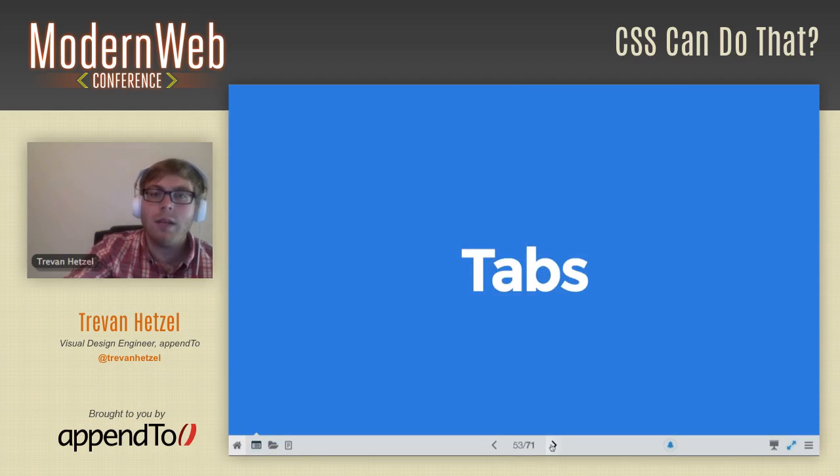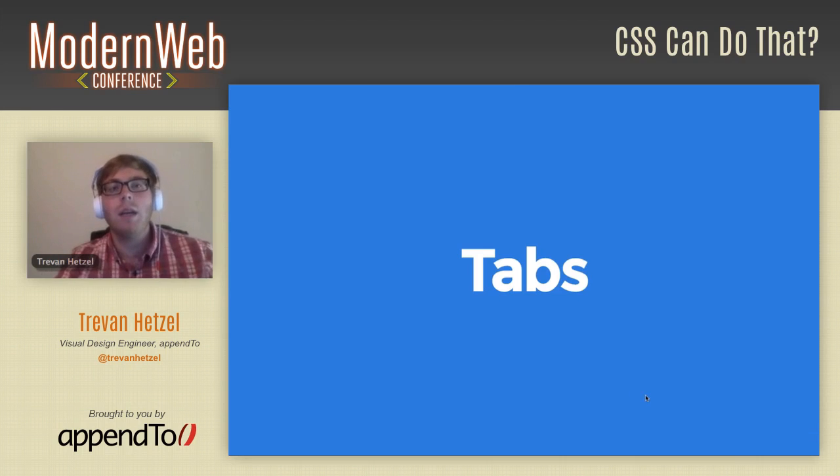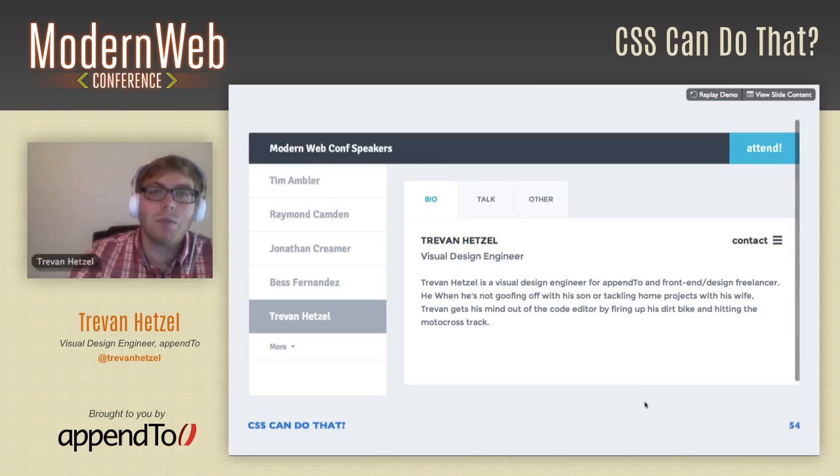So the next thing is tabs. This is probably the most extensive part of my talk, just because tabs are easy to create with the target pseudo selector, but they're really hard to get perfect to where you'd want to use them on a live site. And I'll show why in a minute. But first, we'll check them out.